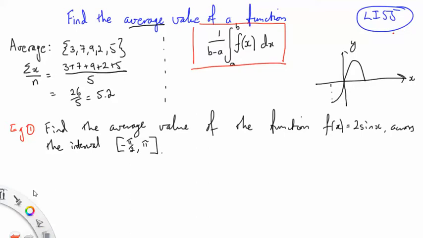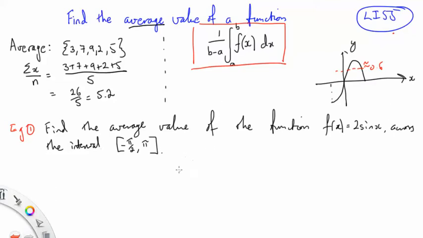So I'm going to take a stab. I reckon the average value is going to be about 0.6, looking at that. On average, what y value does it take? Let's use our formula to find out.